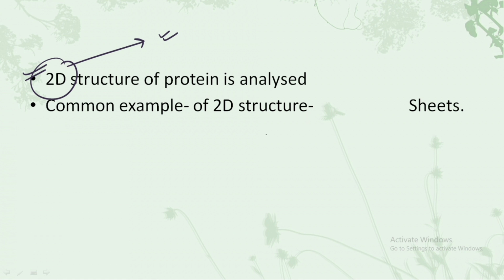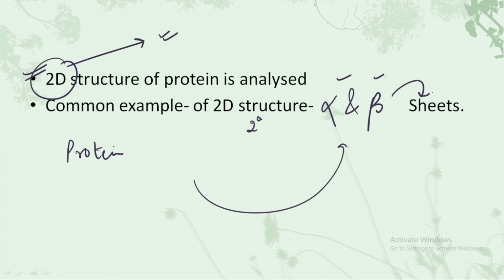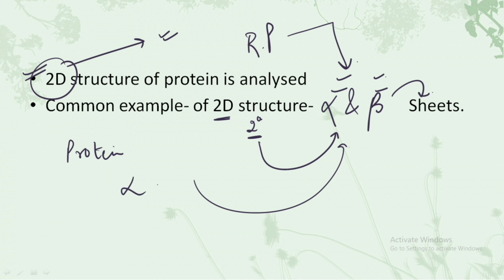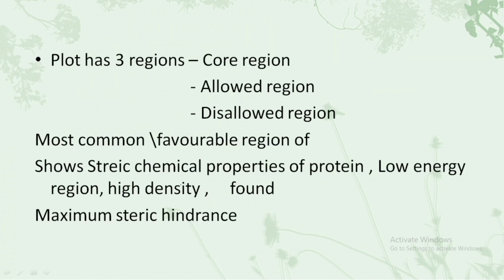And in the 2D structure, or the secondary structure, of the protein, we mainly analyze the alpha and the beta sheets. When we deal with the structure of the protein, at that time we will understand all this, but for the time being you just have to understand that in the 2D structure of the protein we mainly have the subcomponents as the alpha sheets and the beta sheets, and in the Ramachandran plot we are actually trying to find out the 2D structure by analyzing the alpha and the beta sheet shapes in the case of proteins.